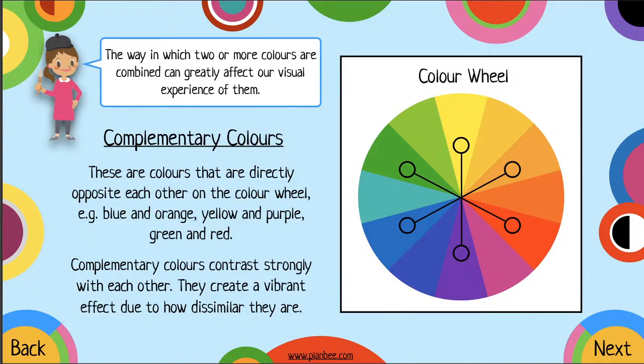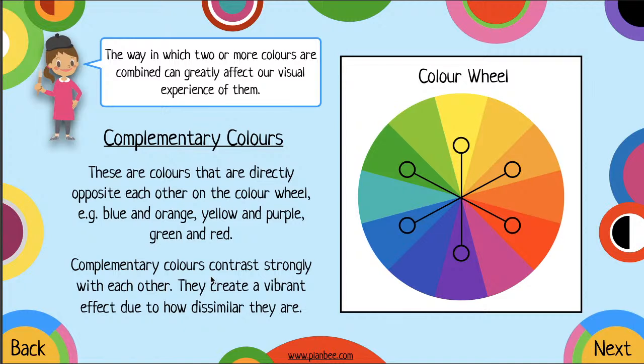Now, some of you might recognise this. It's a colour wheel. And we're going to talk about complementary colours on the colour wheel. Complementary colours are colours that are directly opposite each other on the colour wheel. For example, blue, where my mouse is pointing now, and orange. They are on opposite sides of the colour wheel, so they are complementary colours. Can you see some other complementary pairs of colours on this colour wheel?